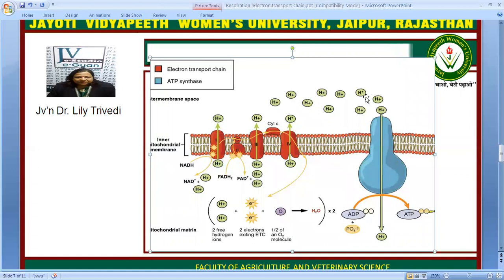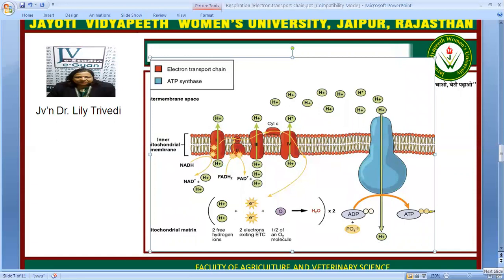Now these protons come here and get converted, with H phosphate ion plus ADP. So these H protons will convert into ATP. So through FAD we are having this, and through NAD we are having this.